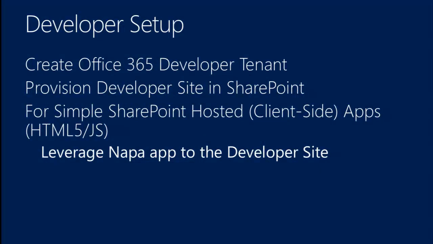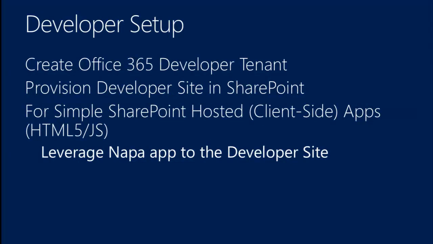So how do I get started? How do I build apps? We'll show you a quick example of this. The first thing you're going to do is create an Office 365 tenant. You saw how to do that, dev.office.com. Click the Start button. Go ahead and start your free trial unless you have an MSDN subscription. If you have an MSDN subscription, you get the developer tenant for free.